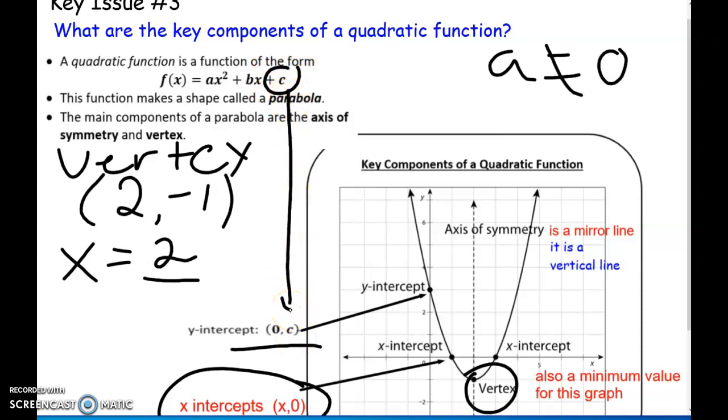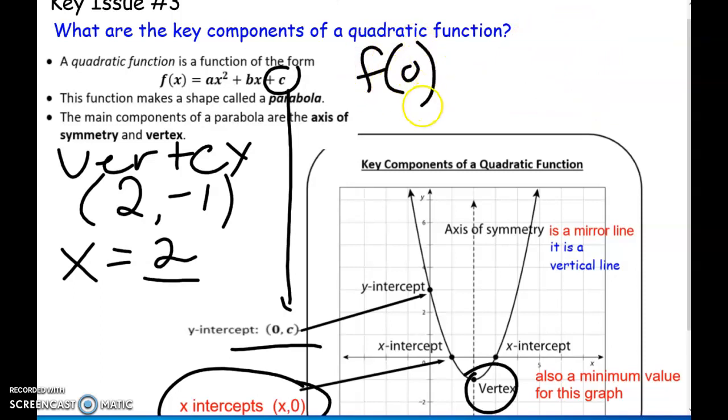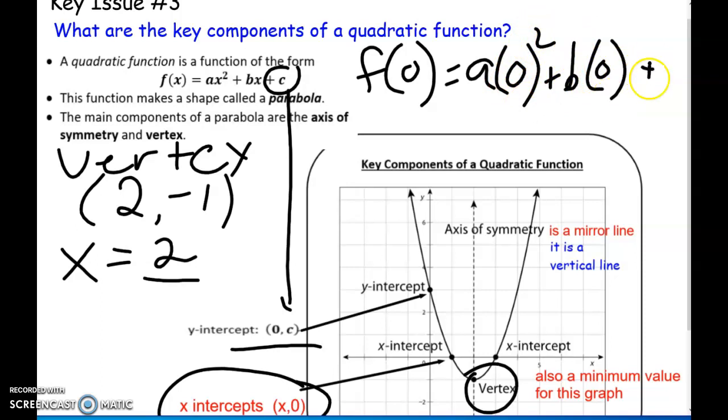So we said that a quadratic function is in the form of ax squared plus bx plus c. So why is the y-intercept c? Because the y-intercept is where the x value is 0. And if I say f of 0 is equal to a times 0 squared plus b times 0 plus c, well, that goes away because that's 0. That goes away because that's 0. So if I put a 0 into any equation that's in standard form, what I get out is c. So I can always read my y-intercept right from the equation.